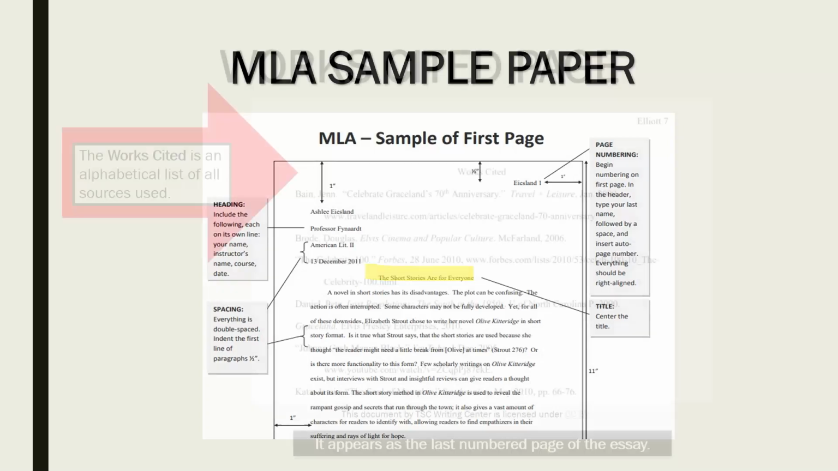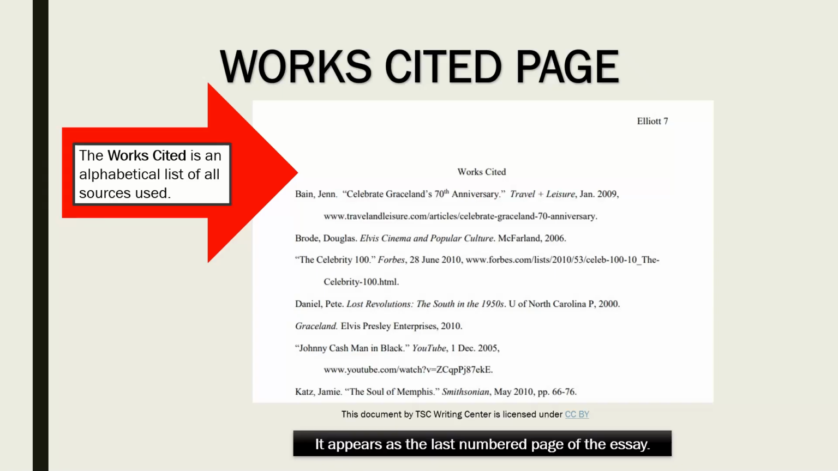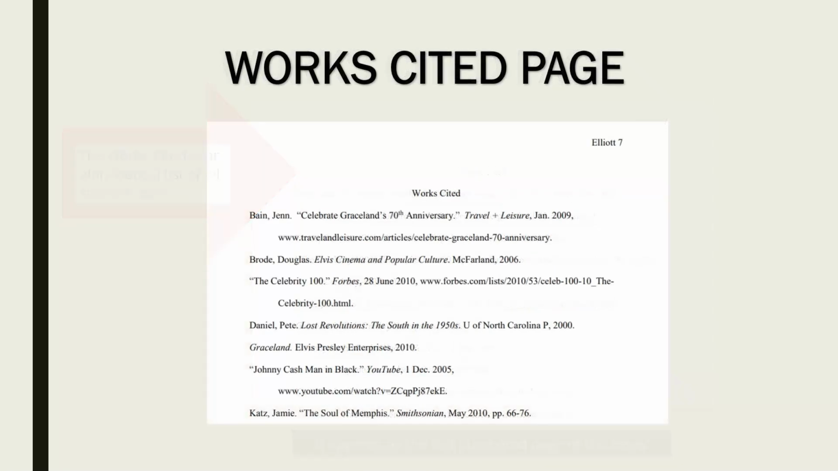Now, let's take a look at the works cited page. The works cited page appears at the end of your paper. Again, it is an alphabetical list of all the sources you used in your paper. As I tell students, if you cite a source in the body of your paper, you must have a citation for it on the works cited page. I also want to point out with the works cited page that works cited is centered. It is not bolded or italicized. And you can see the page number and your last name is in the top right-hand corner of the page.